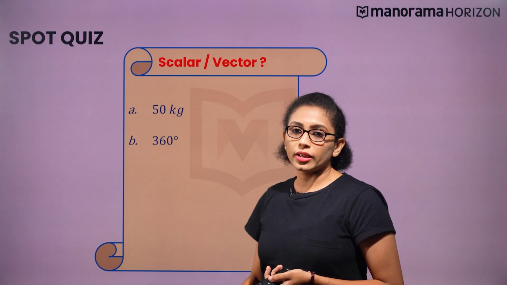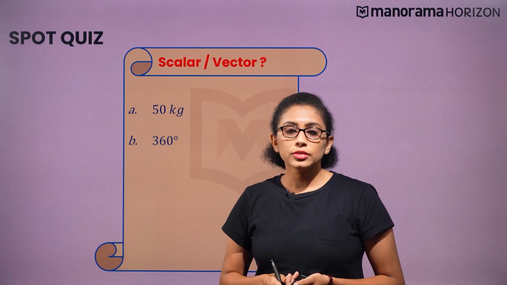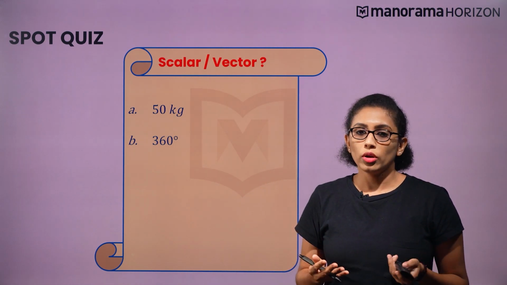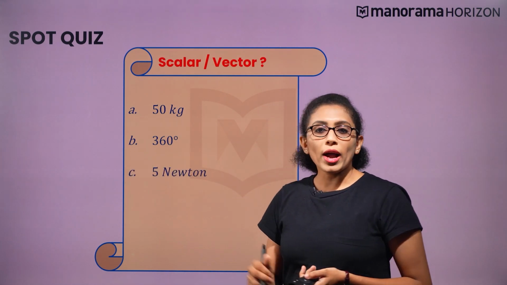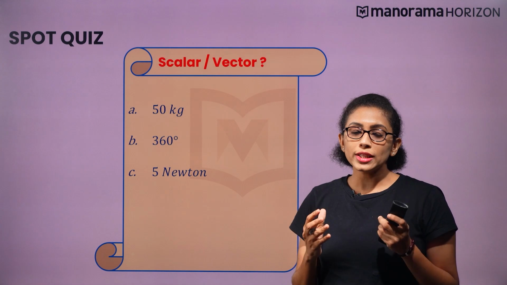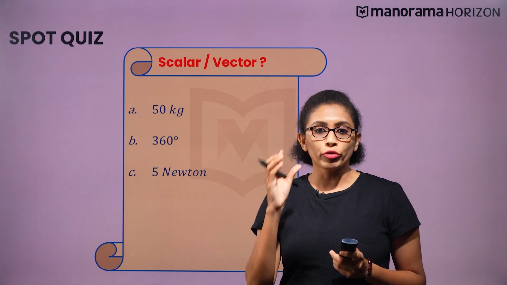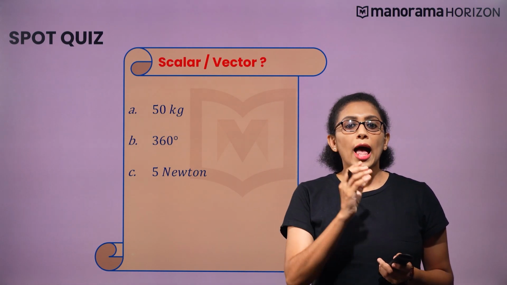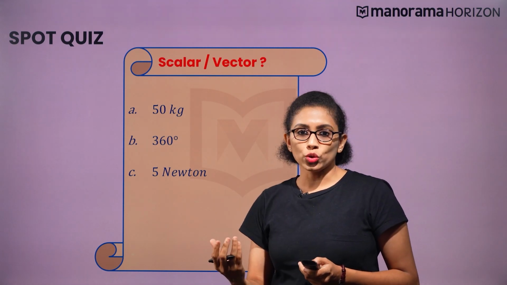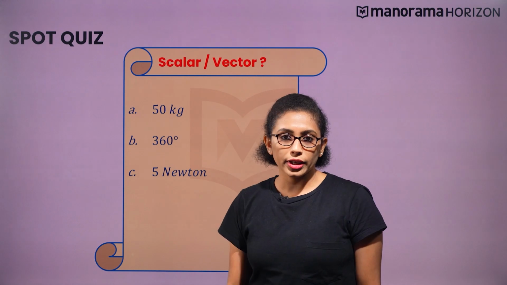Second, 360 degree. What about 360 degree? Is there any direction? No. It is a scalar quantity again. Third one, 5 Newton. 5 Newton actually represents a unit of force. So it is a force. So it has direction as well as magnitude. So it is a vector quantity.